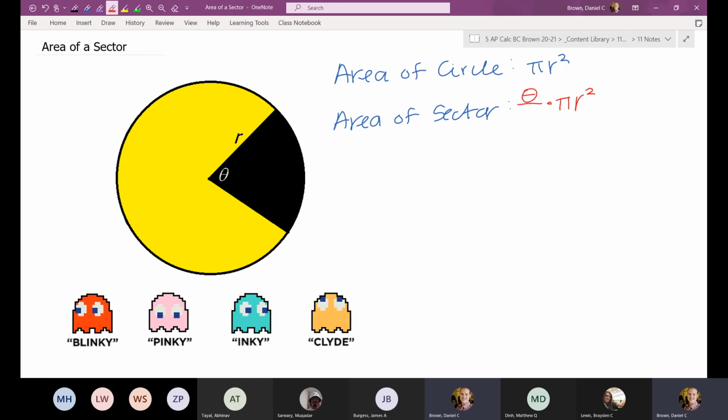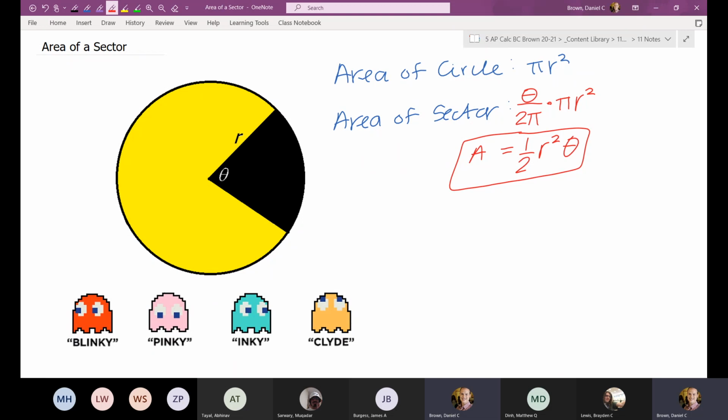What is going to be the angle of a full circle? 360 if we're in degrees, but this is calculus, we're always in radians, so it would be 2 pi. So theta over 2 pi times pi r squared is the long version of the area of a sector. Simplifying, the pi's cancel, and it's 1/2 r squared times theta, which is how we often write it. So this is the formula of a sector.